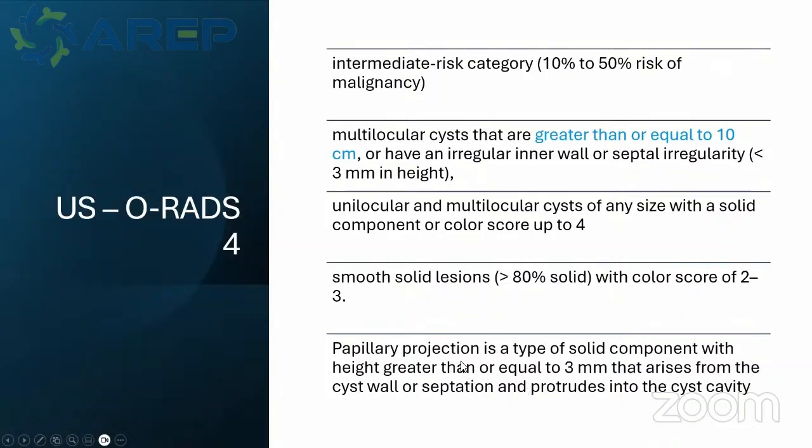Papillary projection is included in unilocular cyst in O-RADS category 4. So papillary projection is a solid component that is greater than or equal to 3 millimeters that arises from the cyst wall or septation and protrudes into the cyst cavity. This is as opposed to the irregular wall, which is less than 3 millimeters in height.